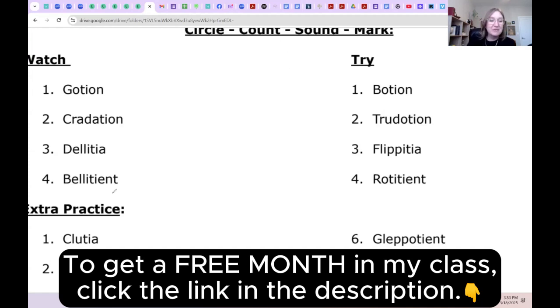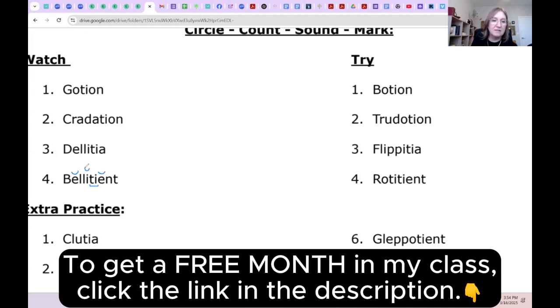All right, let's try number 4. Let's do it together. This E is going to say eh because the next 2 letters are consonants. This I will say I because it's in the middle syllable. TI will say sh when there's a vowel after it. This E will say eh because of the tap 2 rule.